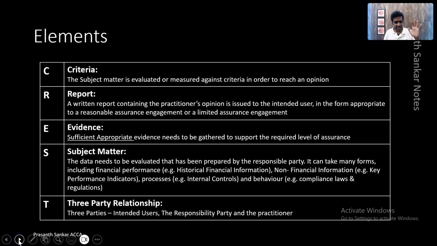An assurance engagement, as I told you, consists of 5 elements. The criteria, the process by which the subject matter is evaluated or measured to reach an opinion. Let us say there is a food critic who is looking into the food. He will have a certain process in his mind which he will follow to evaluate the food. Let us say I am auditing financial statements. I will have a certain criteria that I will follow to check whether the financials are actually showing a true and fair opinion.